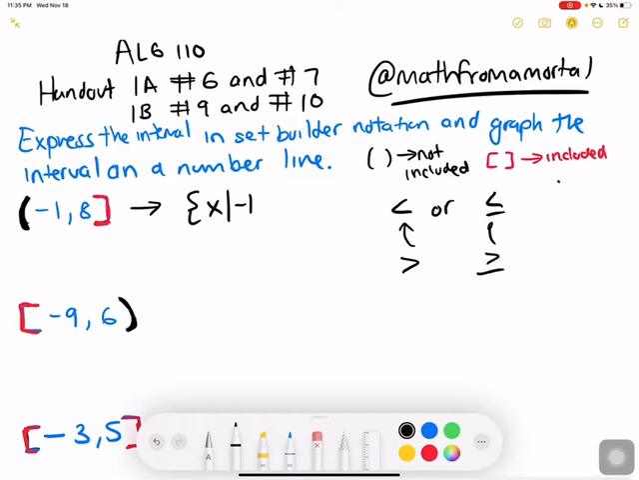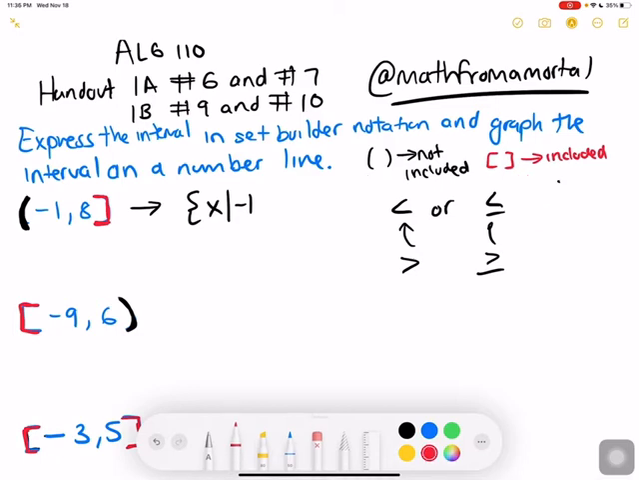For my parentheses, the symbol that I'm going to be using is the greater than or the less than symbol. And for my bracket, the symbol that I'm going to be using is the greater than or equal or less than or equal symbols. Less than or equal, we'll keep it like that. So let's go ahead and see what this means in set builder notation.